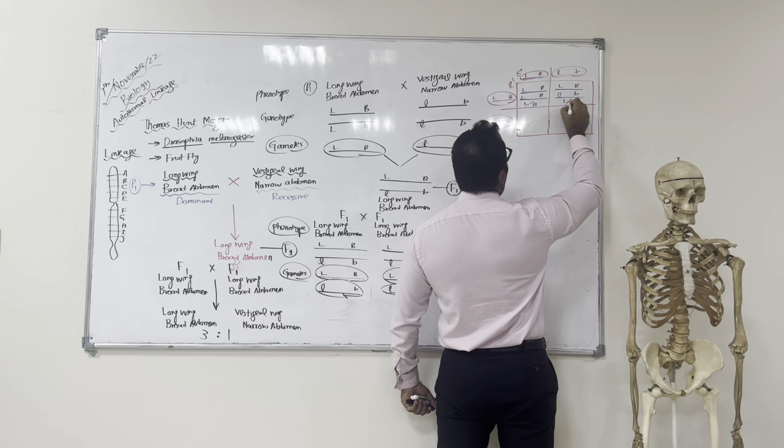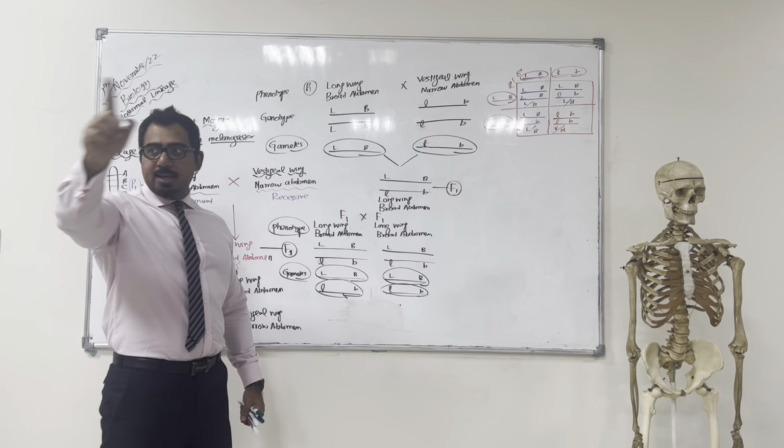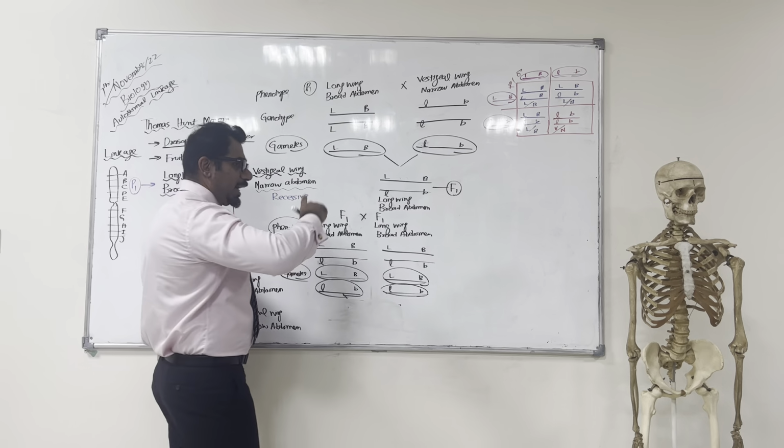But when this one joins with this one, it will become small l, small b, small l, small b. So it will be vestigial wing and narrow abdomen. Right? So in this case, what we are getting, I am mentioning over here, because I want to save this space for the next question which he asked right now. That is the continuation of this.